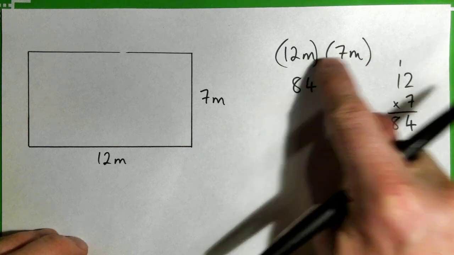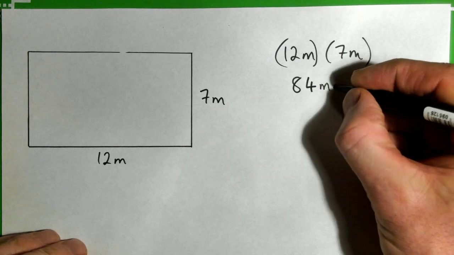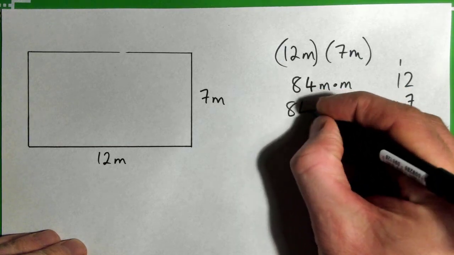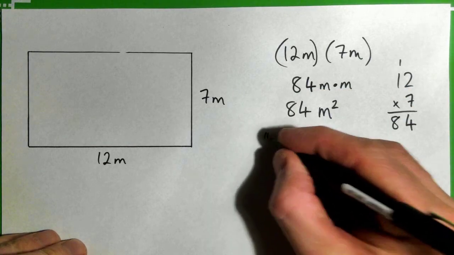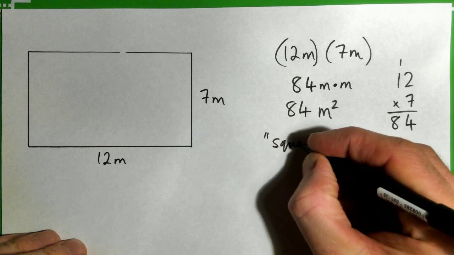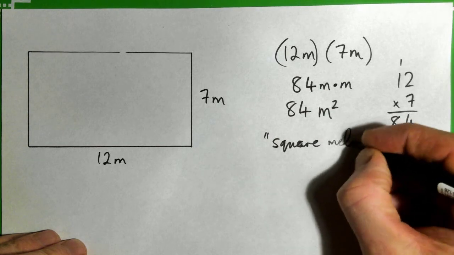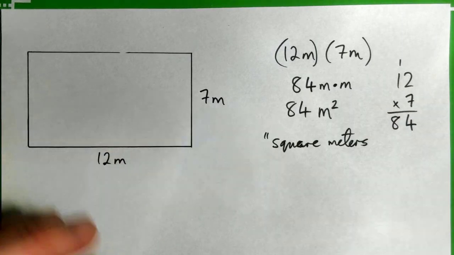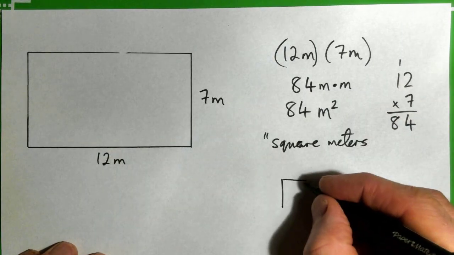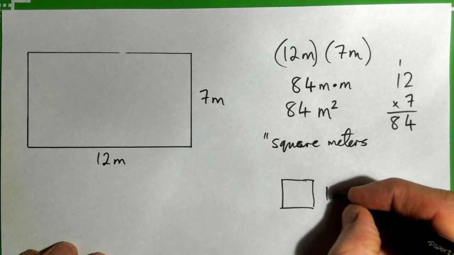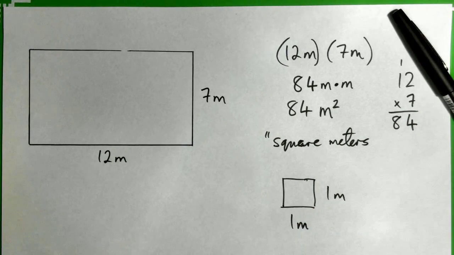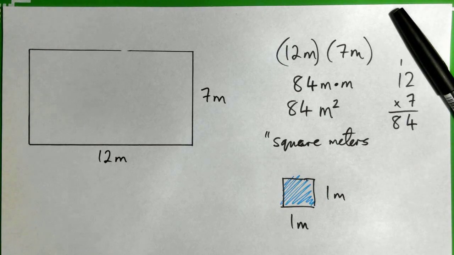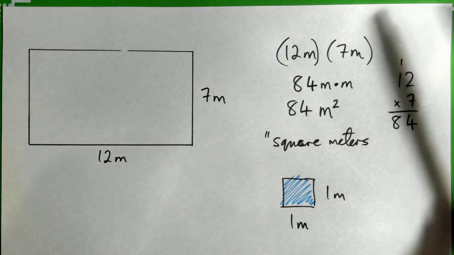Well, we have meter times meter, so that can be written as meter squared. It's 84 meters squared, also called square meters. Now, a square meter is a square that looks like this, that is 1 meter by 1 meter. Let's say a surface, right? It's a flat square. And how does that work out?